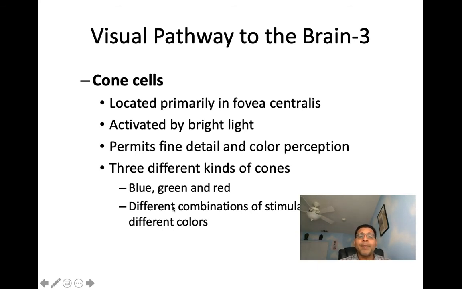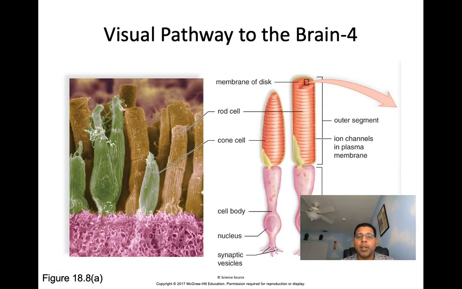And then when we have different combinations of stimulation, this will produce different colors. Let's look at the two different types of cells. Here's our cone cells, and here we have our rod cells. Our rod cells have a rod-shaped outer segment, and here in the outer segment, we've got membranes of discs that we'll look at in greater detail.